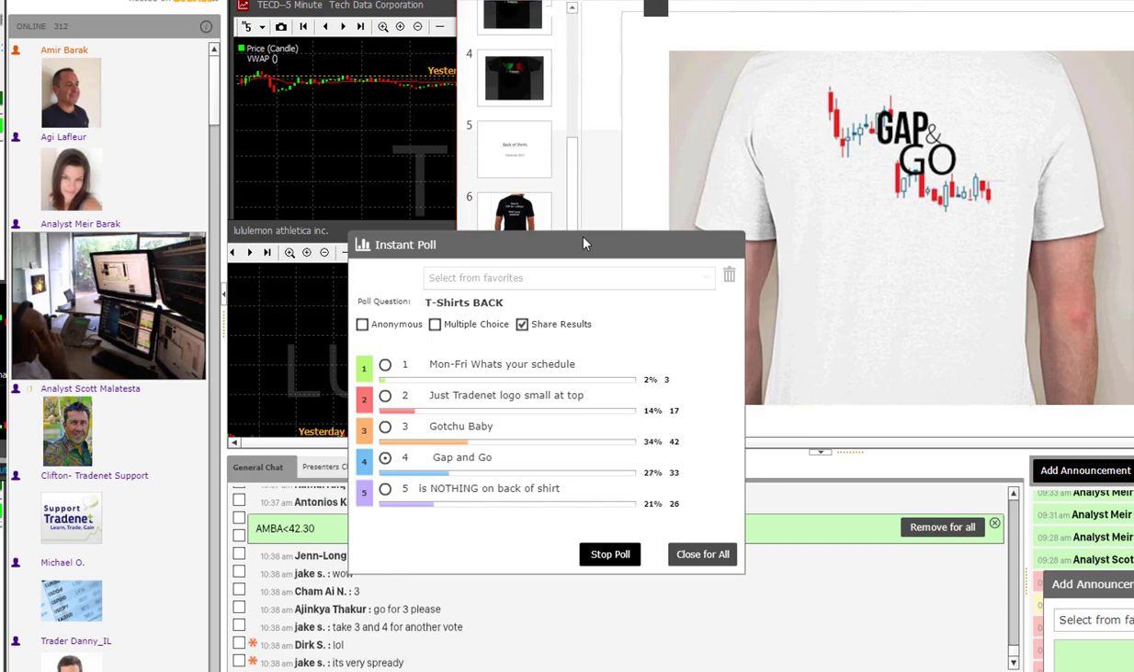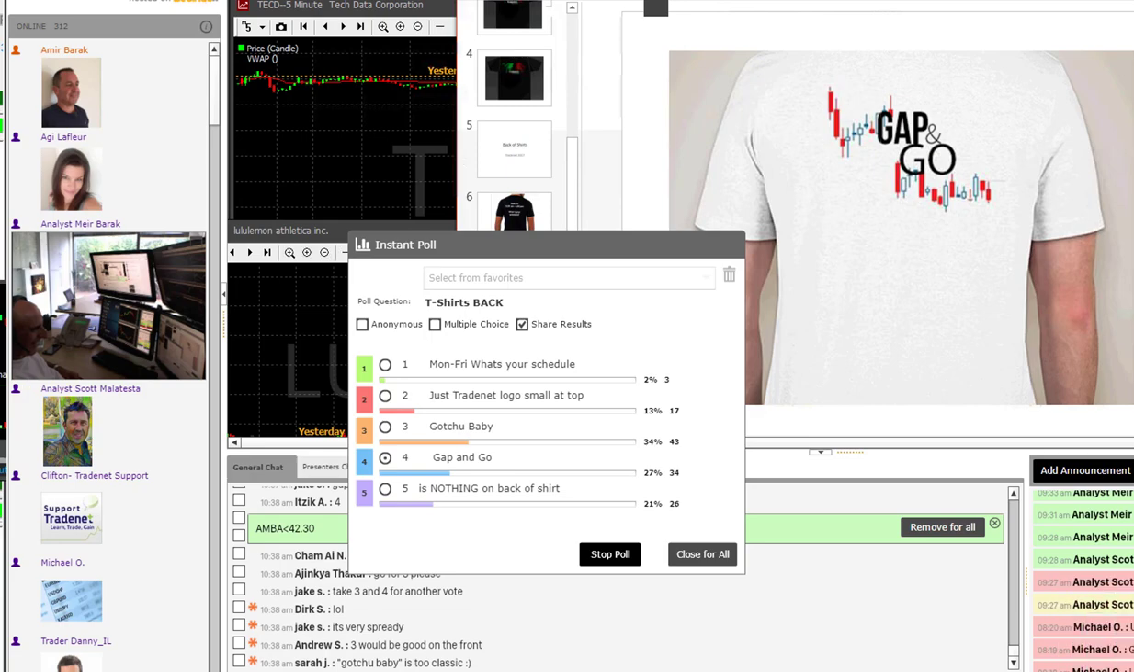Now, when people look at the back of the shirt with got you, baby on it, nobody's going to know. That's going to be an inside joke that will only be understood by anybody that's been in the trading room and anybody that's listened to Meir for any length of time. Nice. Your statement is pretty popular.